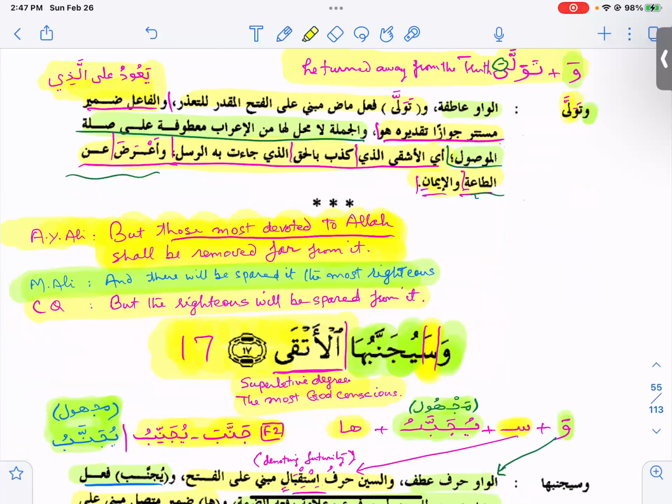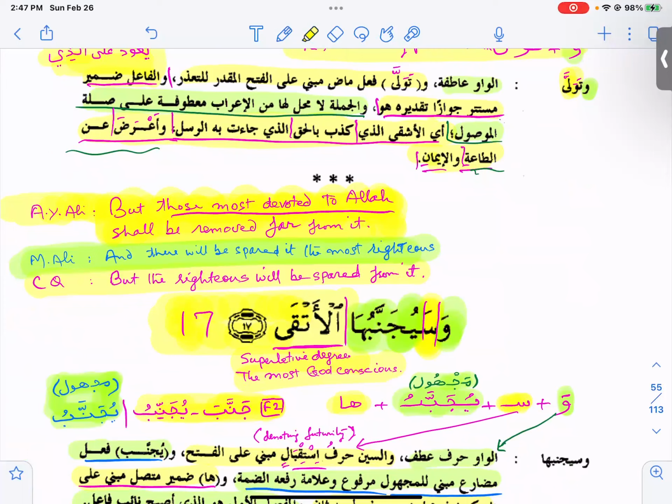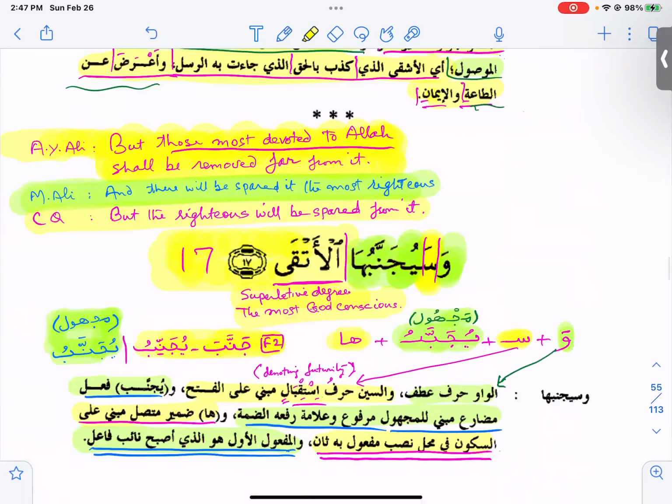Sa yujannabuha al-ashqa. Wa harfu atf. Seen is harfu istiqbal, denoting futurity.